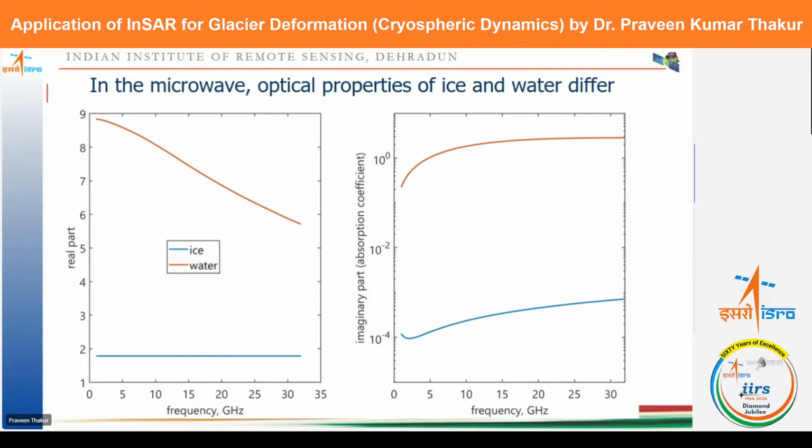And coming to the optical properties in the microwave, we have the real and imaginary part at various frequencies. So you can see here for the ice and for the water, it is almost reverse. Various microwave frequencies starting from L band going up to Ku band. You can see it is almost near 1.75, 1.8, and for the water it is high. And similarly, the imaginary part is very less as compared to the water portion.